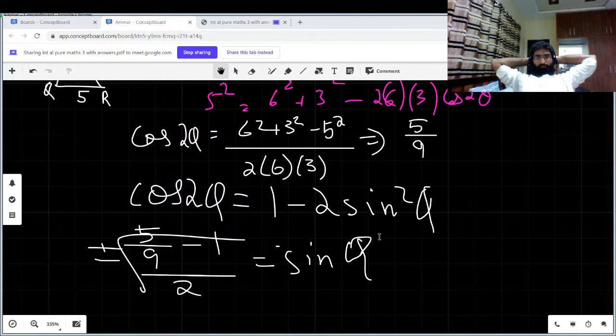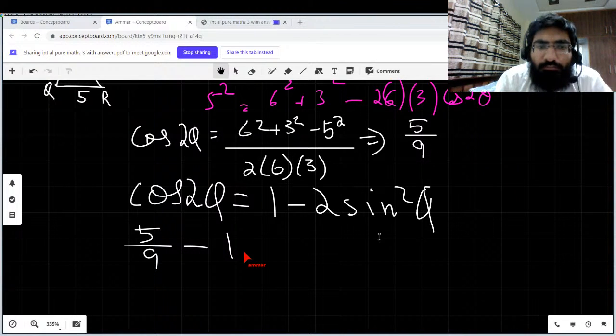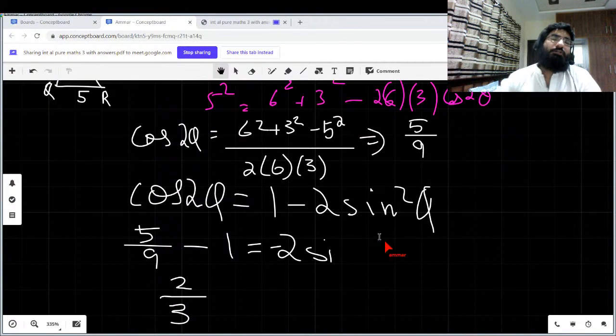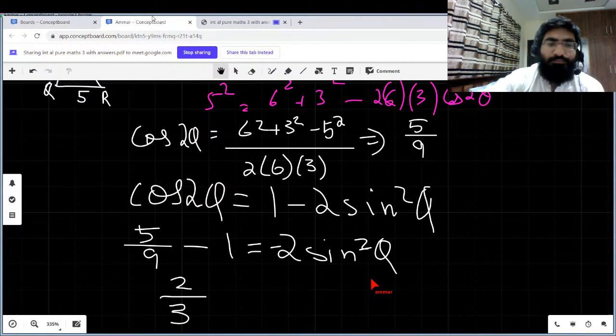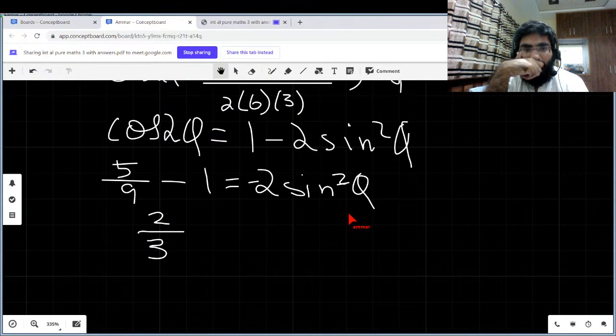Okay, let me not do all this. That's a good idea. 5/9 minus 1 would give me 2/3. 2/3 is equal to minus 2 sine squared theta. You are ignoring this minus sign. Yeah, go to the other side. It will be minus 2/3 divided by 2. Correct?